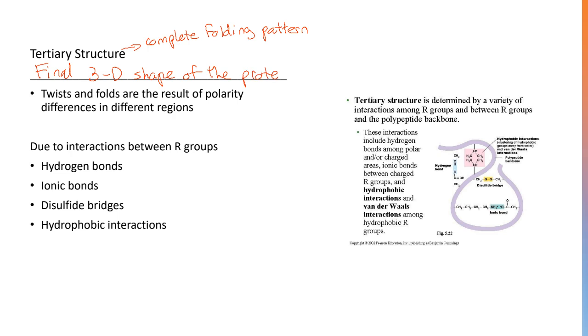The twists and the folds are the result of the polarity differences in different regions of the polypeptide chain. Okay, the 3D shape is the form that gives the protein its function.